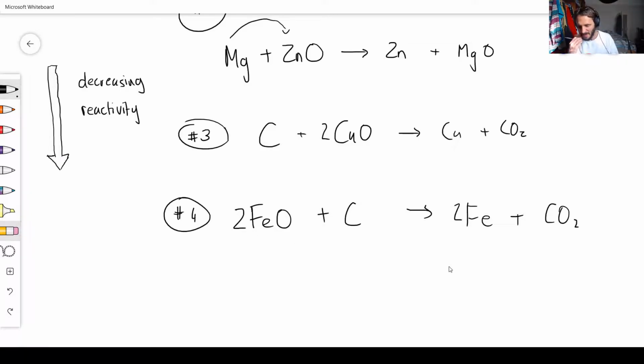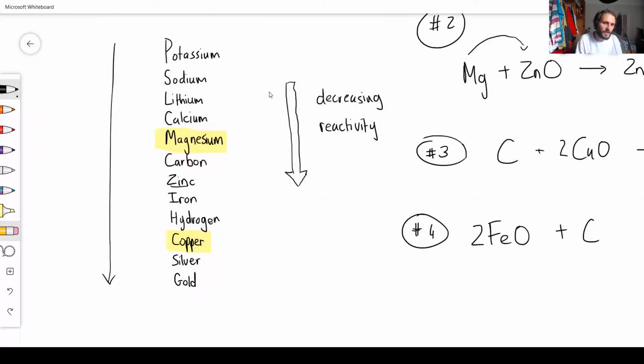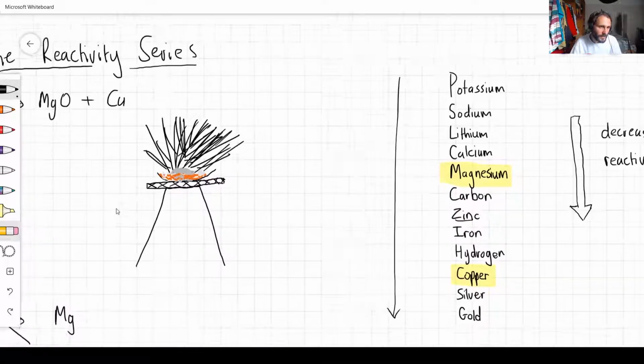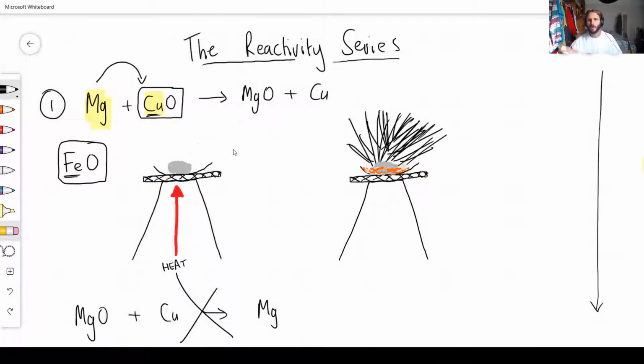We have our balance. So you're going to have to go and memorize this Reactivity Series over here. Some of these equations will pop up in your exams, and this is part 1 of the Reactivity Series. We will be going into a little bit more knowledge about these things.